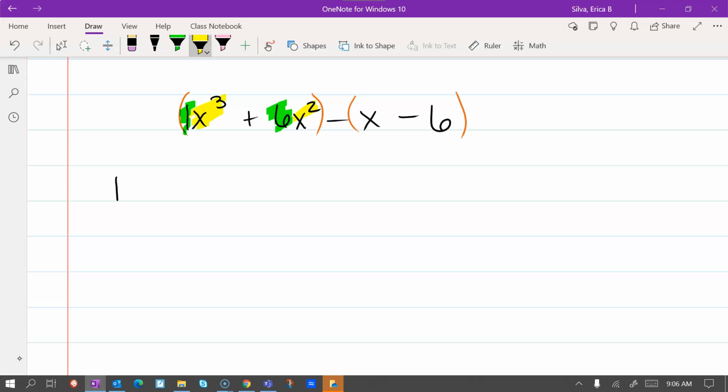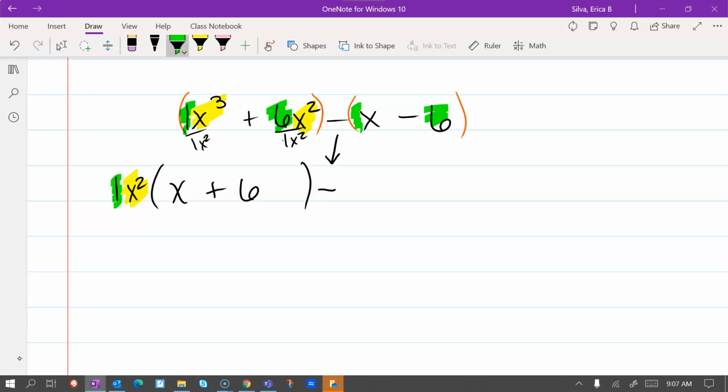Then we have x cubed and x squared. My GCF between variables is x squared. And again, we divide each one by the GCF, and x cubed divided by x squared is simply x. 6x squared divided by 1x squared is a positive 6. Now we bring down this minus sign. Again, we look at our coefficients. We've got 1 and 6 again.